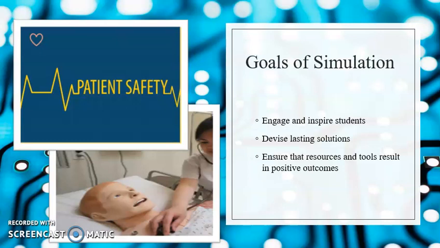Lastly, since simulations offer a safe and controlled realistic environment, learning outcomes, whether right or wrong, will not cause harm to the equipment, staff, student, or patient. This allows students to correctly assess the situation to ensure that resources and tools will result in positive outcomes.